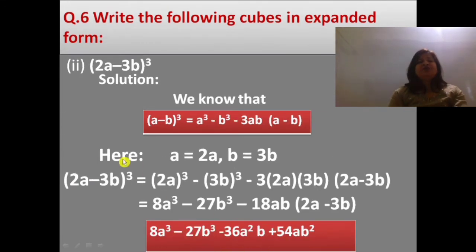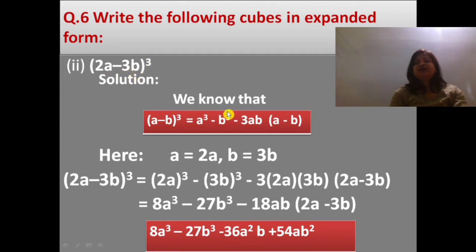Now we will move on to the second part of this question. So here we have been given (2a - 3b) whole cube. Now we will start the solution. So here we are seeing (2a - 3b) whole cube.